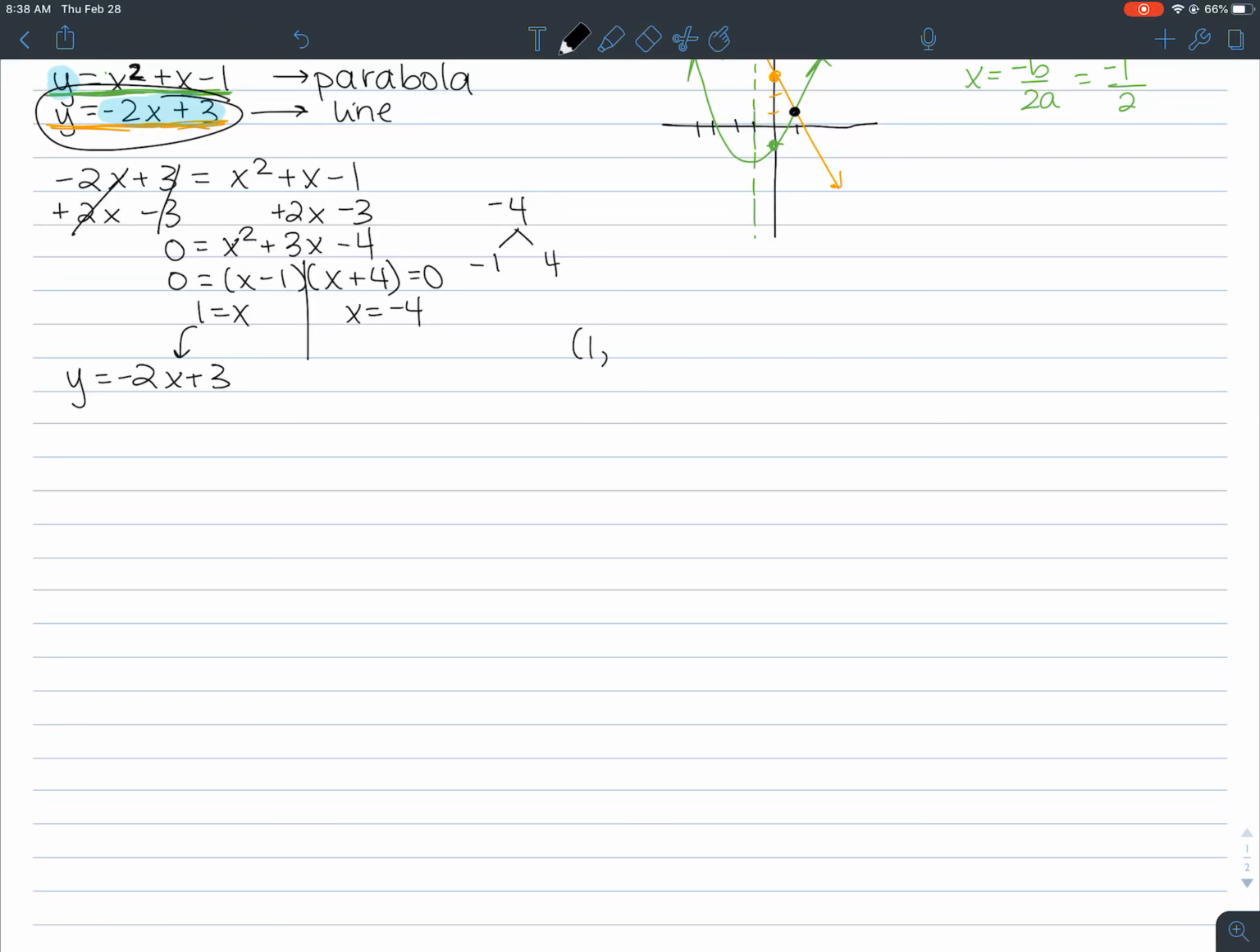So when I plug in 1, I get negative 2 plus 3, which is 1. So that is one of my points of intersection. Now, if I do the same thing, but I plug in negative 4, negative 2 times negative 4 is 8, plus 3, that's 11. So my other point of intersection is negative 4, 11.